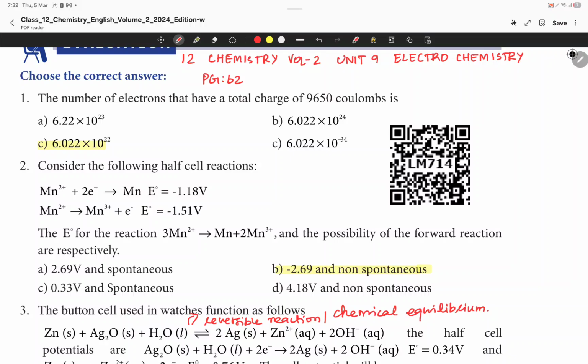Consider the following half-cell reactions. Mn2+ + 2e- gives Mn, E0 is equal to -1.18 V. Mn2+ gives Mn3+ + e-, E0 is equal to -1.51 V. The E0 for the reaction 3Mn2+ gives Mn + 2Mn3+, and the possibility of the forward reaction, are respectively -2.69 and non-spontaneous.